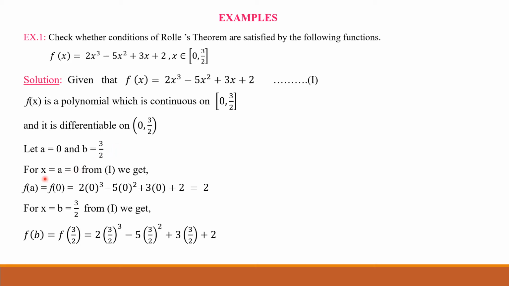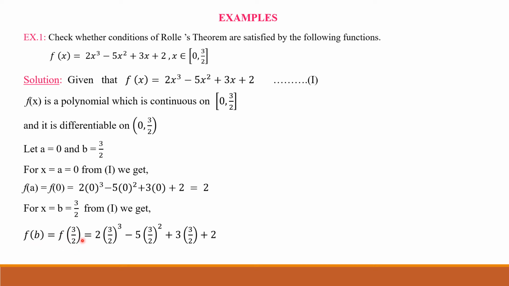of the function. X equal to a equal to 0 from equation 1 we get f of a, that is f of 0. Put x equal to 0. Then 2 into 0 cube minus 5 into 0 square plus 3 into 0 plus 2 in this equation x equal to 0. Then is 0 minus 0 plus 0 plus 2 is equal to 2. For x equal to b equal to 3 by 2 from equation first, put these values x equal to 3 by 2.